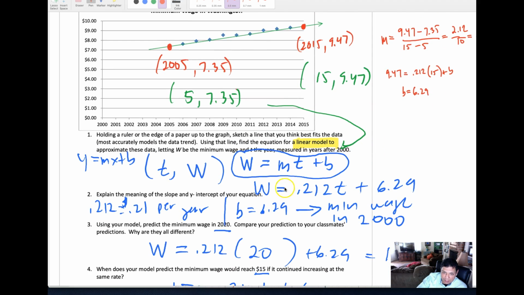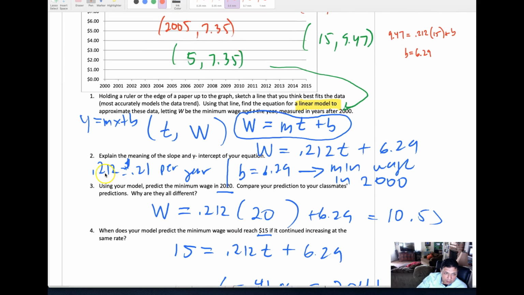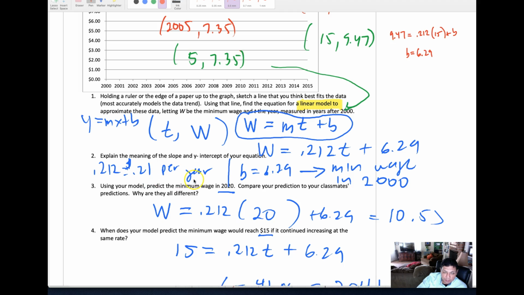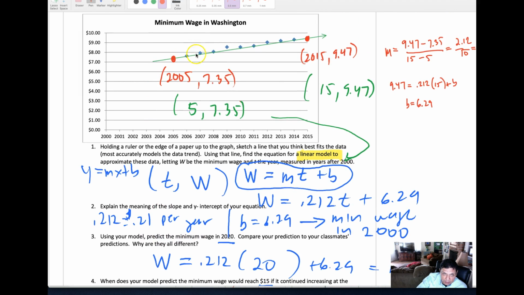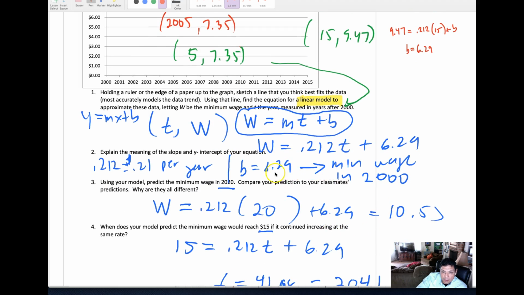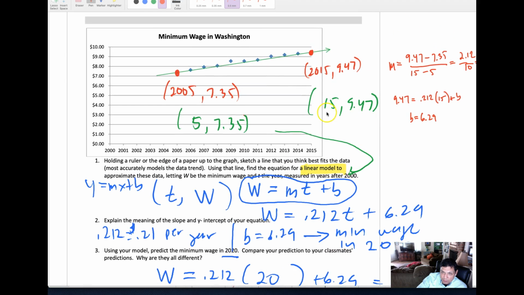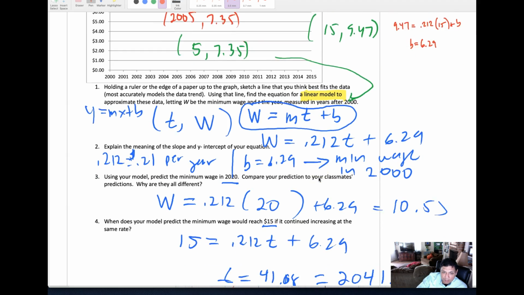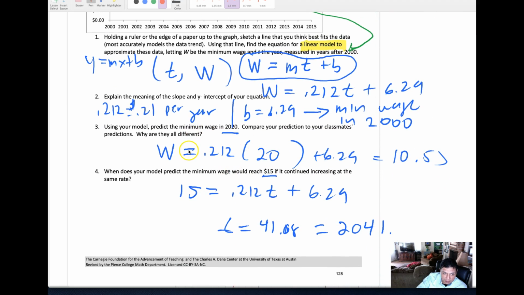And again, instead of y and x, I'm using w and t. You would see what this equation means here. This 0.212 means 21 cents per year that the minimum wage seems to be increasing. And then the y-intercept would be the minimum wage in the year 2000, since we used 15 and 5 as the data points instead of 2015 and 2005. And so that's what that would mean. Then you could make predictions by substituting values, and also predict when it's going to be $15, which I think many people are talking about.